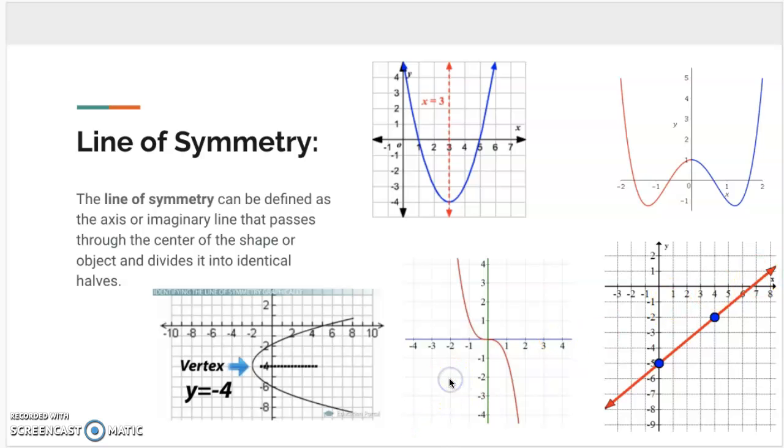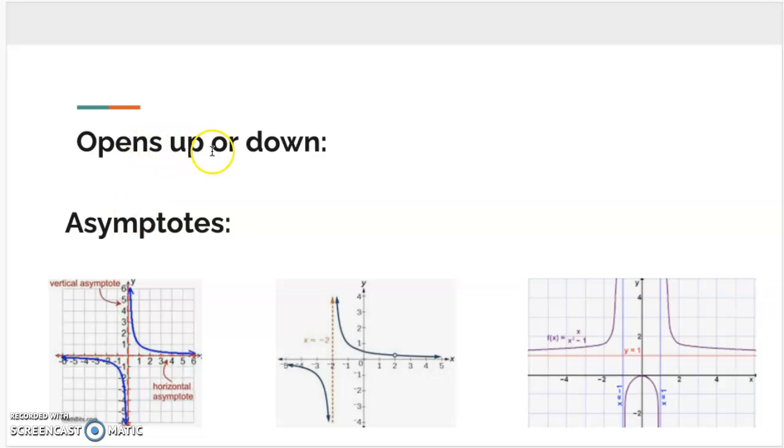Our next thing is going to be whether it faces up or down, or opens up or down. So keep in mind, this has to be almost one of those U shapes or those V shapes. It has to open up like this, or it has to open down like this.